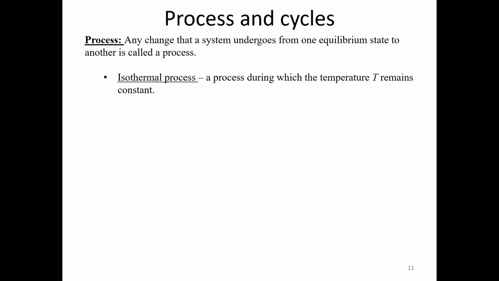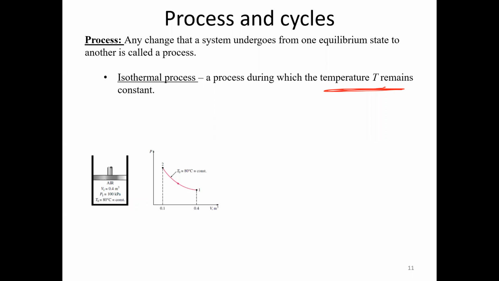There are many types of process. We have three major types: isothermal process, where we have a fixed temperature. So the temperature always stays constant, doesn't change. Other properties change, but temperature stays constant.